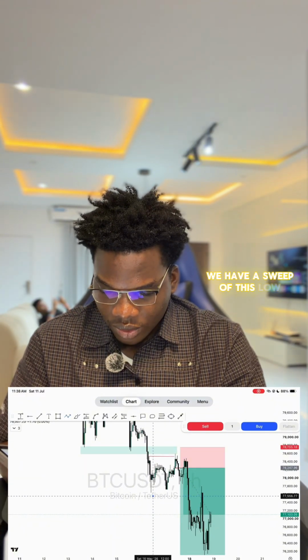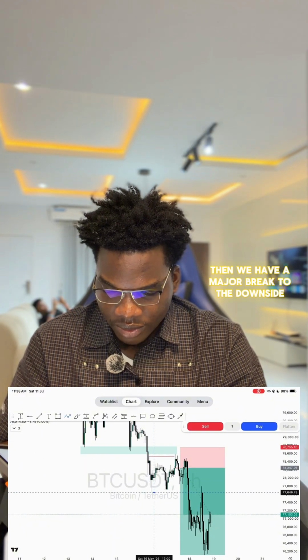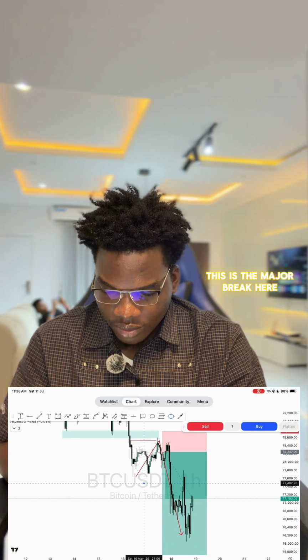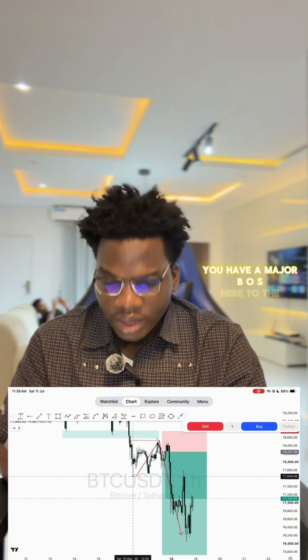We have a sweep of this low, then we have a major break to the downside here like this. So now this is where the break happened. This is the major break here. You have a major BOS here to the downside.